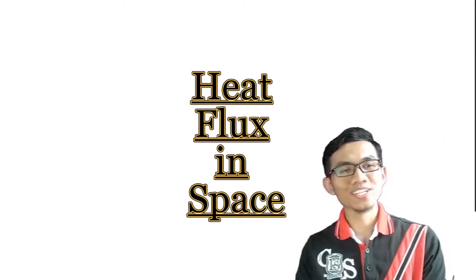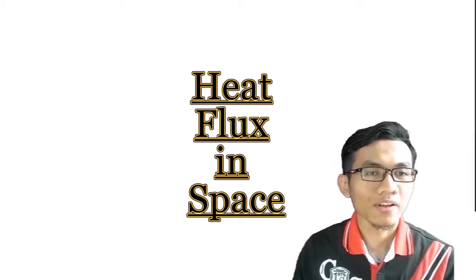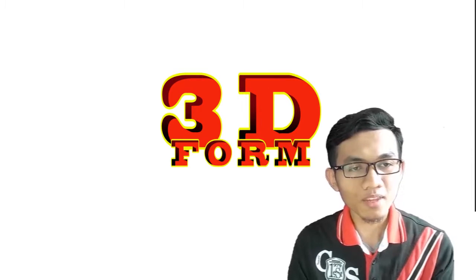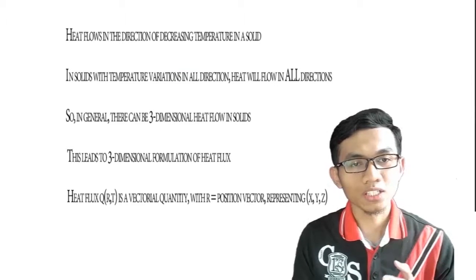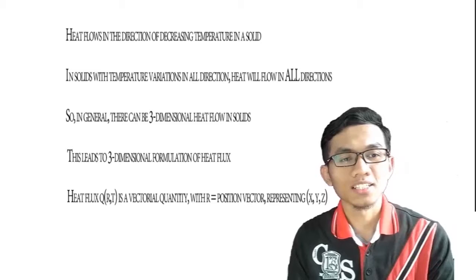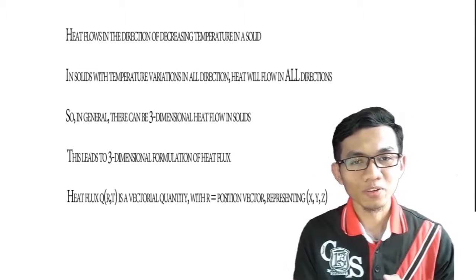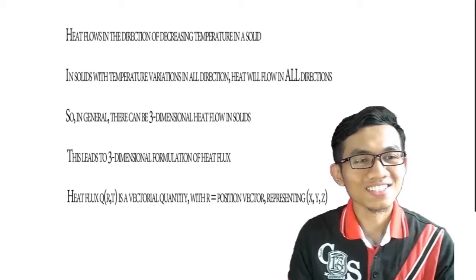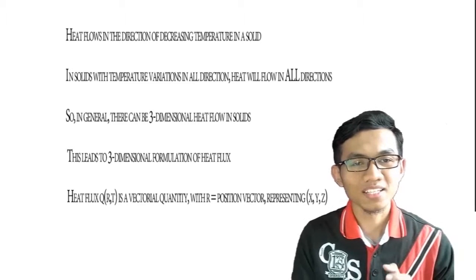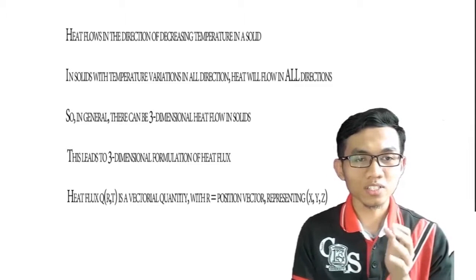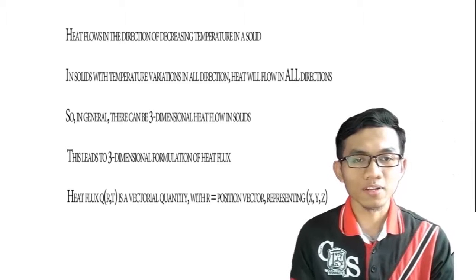Okay, now we continue with heat flux in space. Here I want to explain some expressions in 3D form. Heat flows in the direction of decreasing temperature in the solid. In a solid with temperature variation in all directions, heat will flow in all directions. So, in general, there can be three-dimensional heat flow in a solid. This leads to a three-dimensional formulation of heat flux.